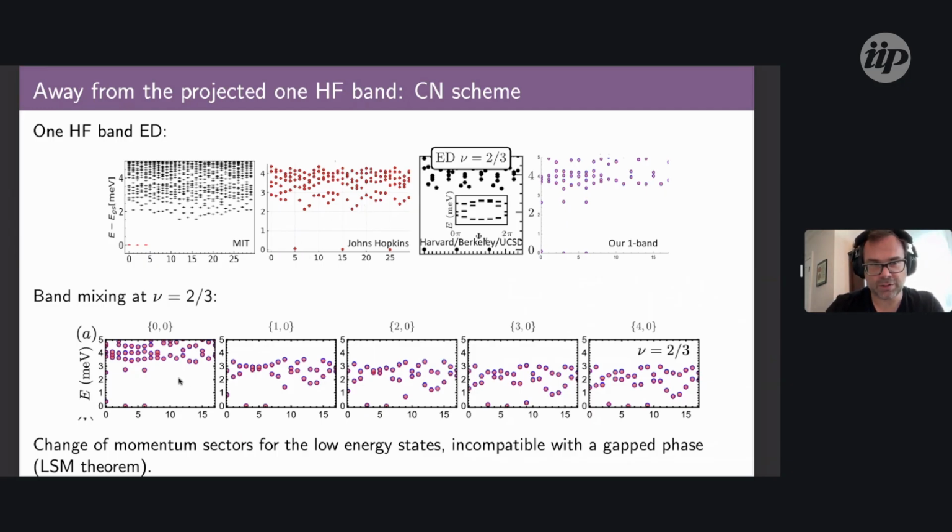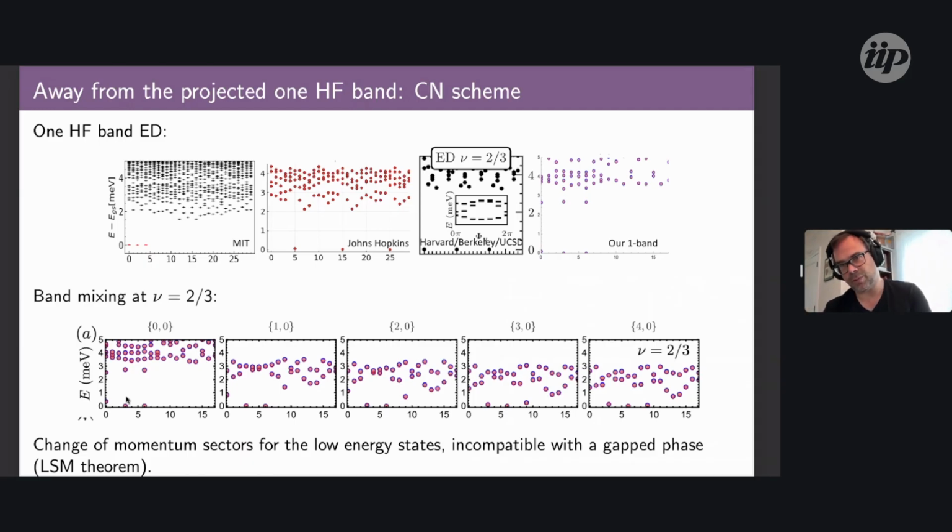But now if you start adding band mixing, let me just explain this notation. The 0, 0 or 1, 0 means that you allow for 1 particle in the first remote band and 0 particles in the second remote band. And you see that as soon as you allow particles to go into the second remote band, the threefold degeneracy will change.